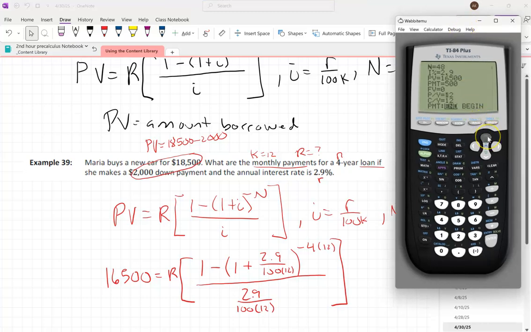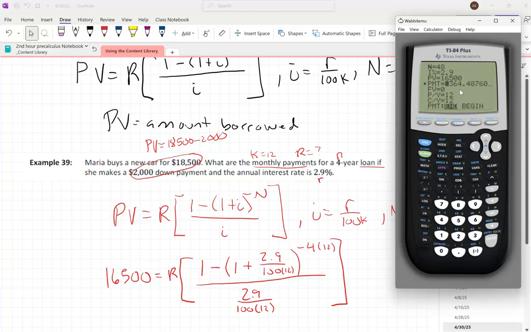In fact, I can't think of a reason why they wouldn't be. And then we want the payment. So I move my cursor to the payment. I press alpha and enter. And now that's reporting it as a negative value because where's that money going? Out of my pocket to the bank.